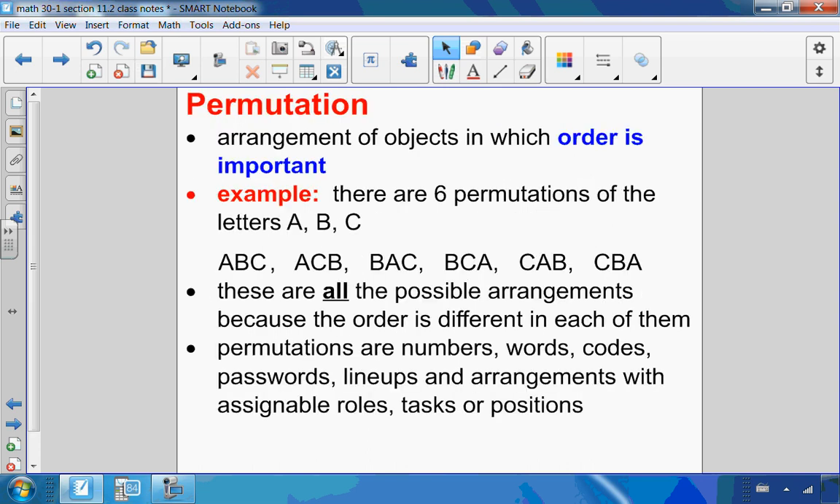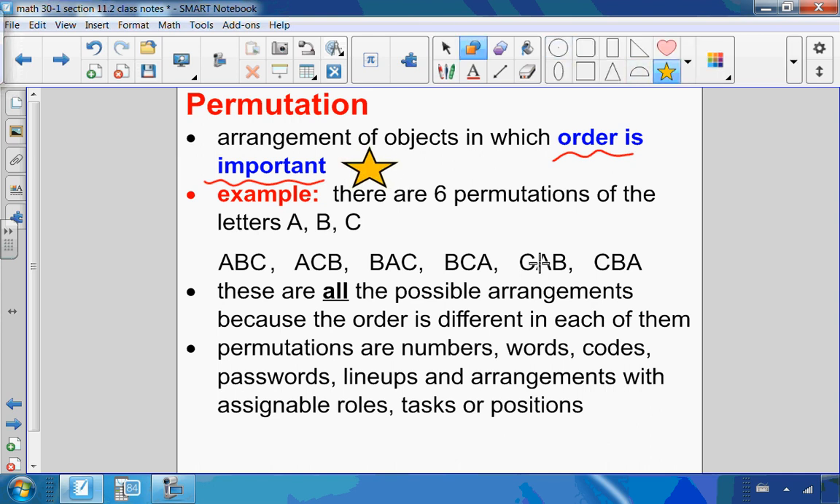So permutation, that's what we did in 11.1. This is an arrangement of objects where order is important. This is the big key. Let's star this. It's so important. That's what a permutation is.